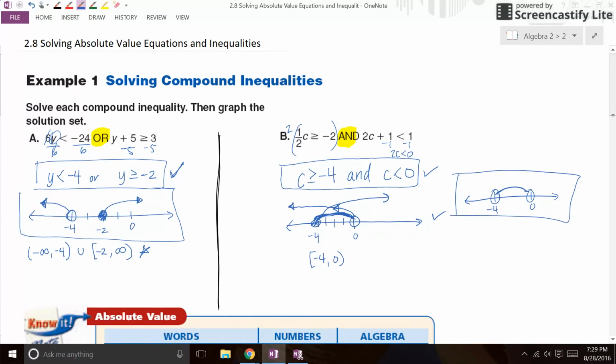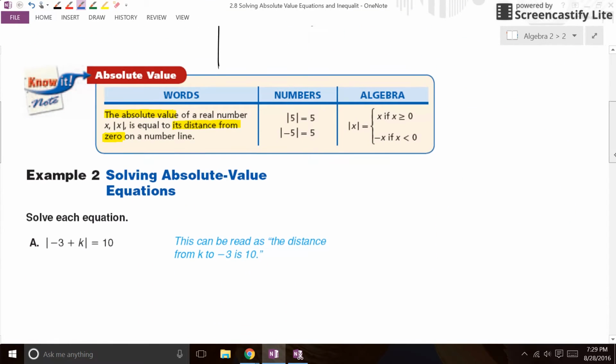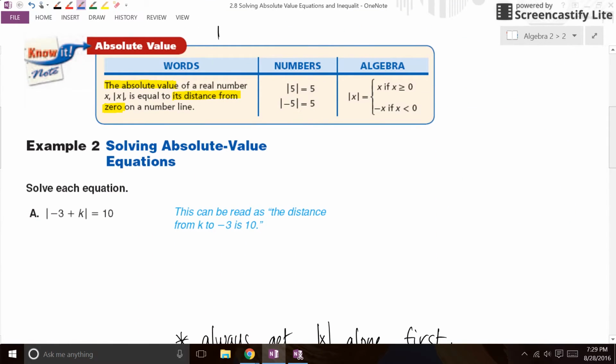All right. What do I got next? I got absolute value. Now, do you know what absolute value is? The most important thing to know about absolute value? It is the distance to 0. That's what the definition of absolute value is. How far away are you from 0?